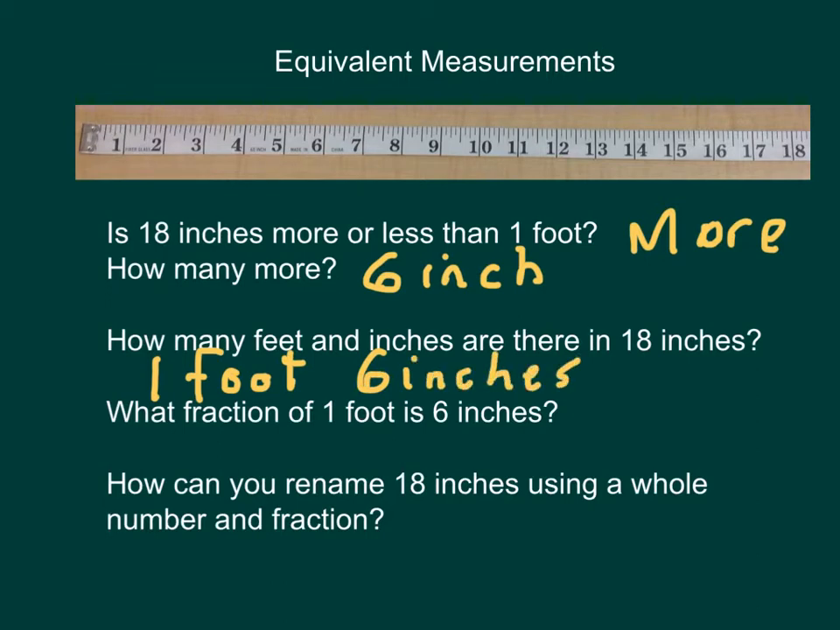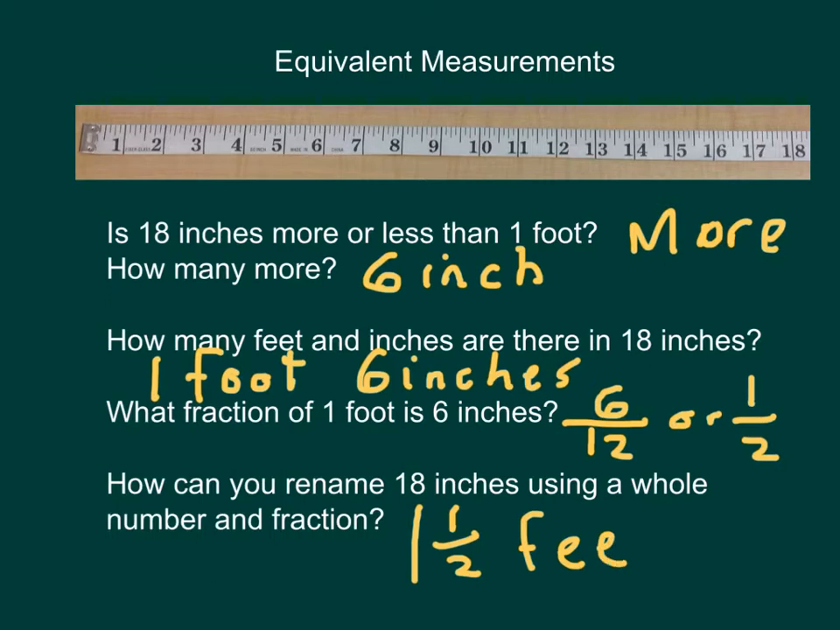What fraction of 1 foot is 6 inches? Well, if we put this in a fraction, we would say 6 over 12 total inches in a foot, or we could say 1/2. Can you rename 18 inches using a whole number and a fraction? Well, if we think about our last unit of fractions, we have 1 foot in 18 inches, and then we have 6 inches left over, so that would be 1 1/2 feet. Make sure we always label.